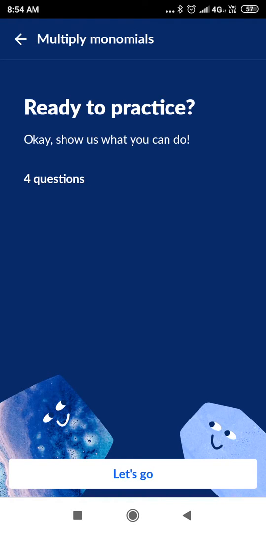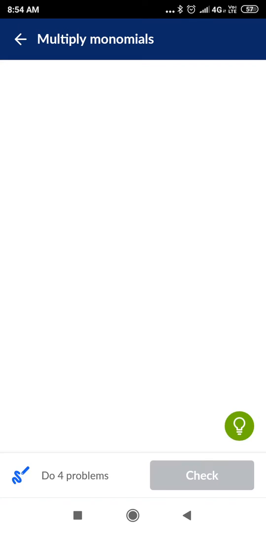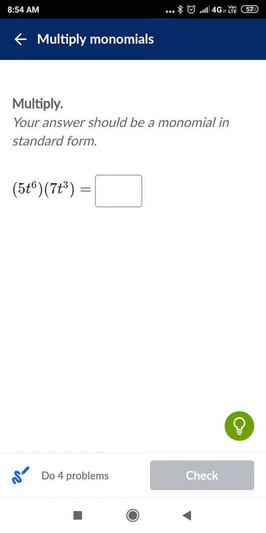Multiply monomials. Now the first question you may ask is, what is a monomial? Instead of telling you the definition, let me just tell you that a monomial is a variable in which there is no plus or minus.